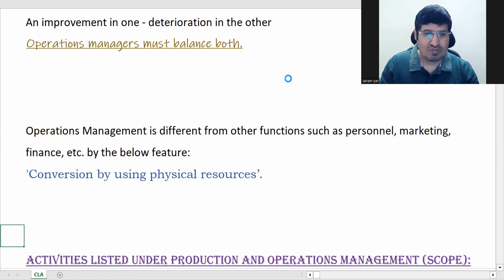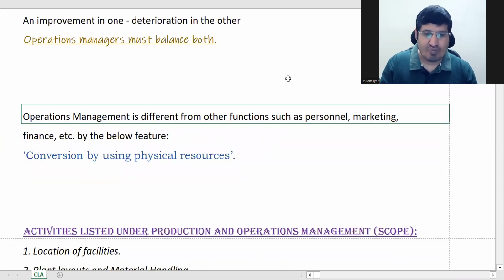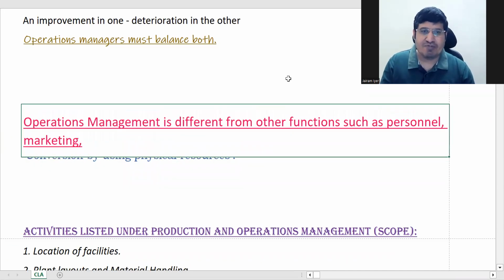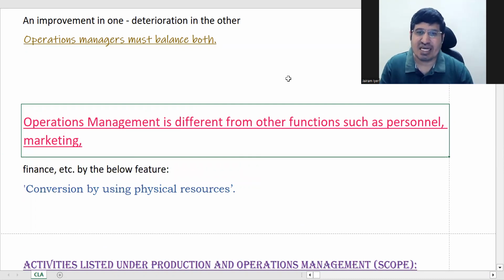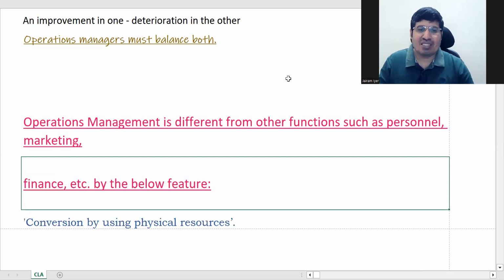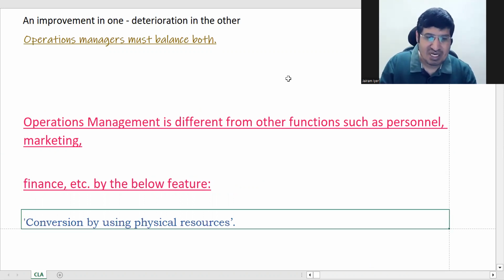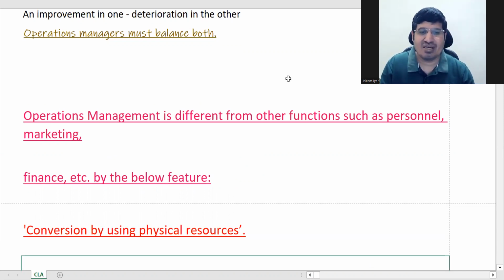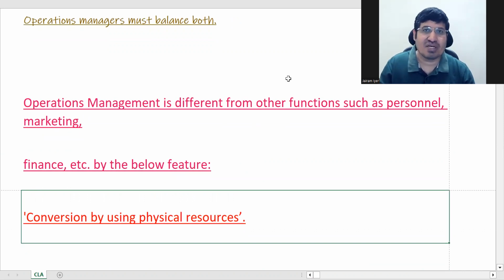So now next is operations management. It is different from other functions like personnel, marketing, finance, etc. by the below feature. What is the difference between operations management and other functions? In operations management, you convert by using physical resources. You're converting something in operations management.